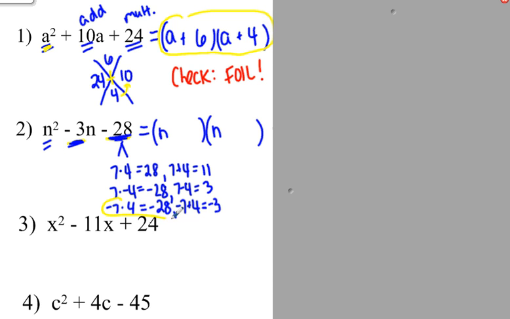So since this combination of negative 7 and positive 4 has worked correctly, I will fill in my parentheses with negative 7 and positive 4. So my final answer is n minus 7 times n plus 4.